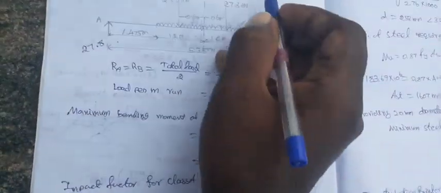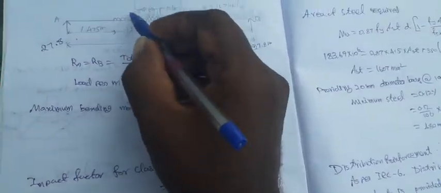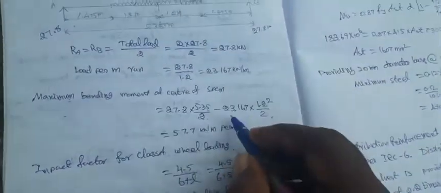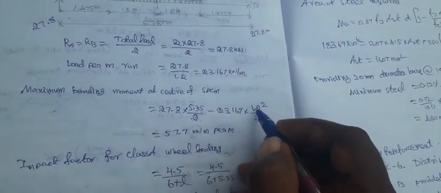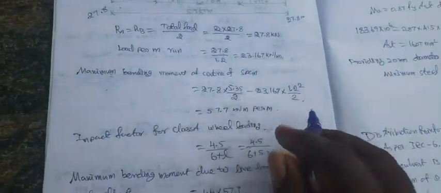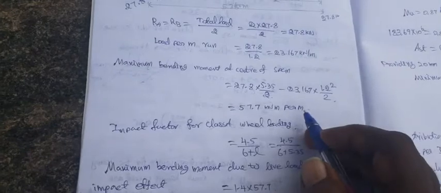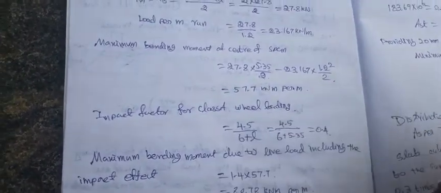So this is a clockwise direction, so I am putting here positive. These loads are acting in the downward direction, so I am putting a negative sign. So 23.167 into 1.2 whole square by 2. So 57.7 kilonewton meter per meter. It is the actual bending moment acting due to the live loads.